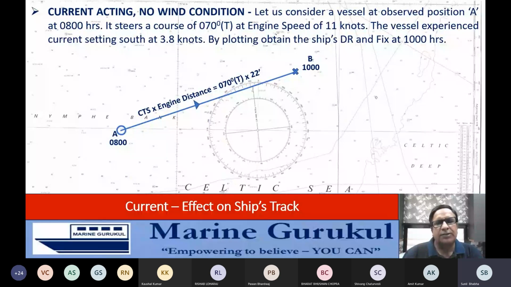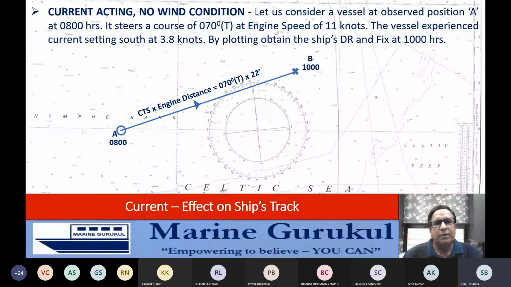Now to see how the current affects the vessel's displacement over the ground, for one time at least, let us split this into two distinct parts. Two displacement vectors, one because of ship's propulsion, other because of current, acting simultaneously, but let's assume they act one at a time, each acting for their respective 2 hours. So if only the ship's propulsion vector, CTS and engine distance vector, acts for 2 hours, then the vessel is expected to shift from position A to position B. So at 10 o'clock, you would expect the ship to be at B.